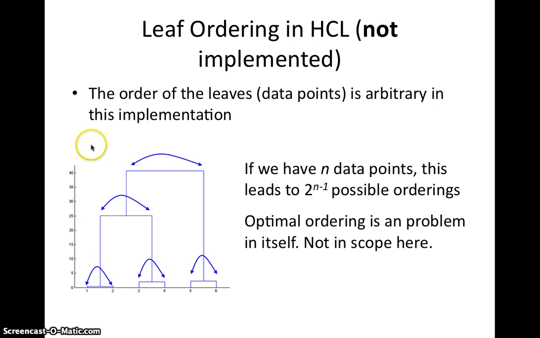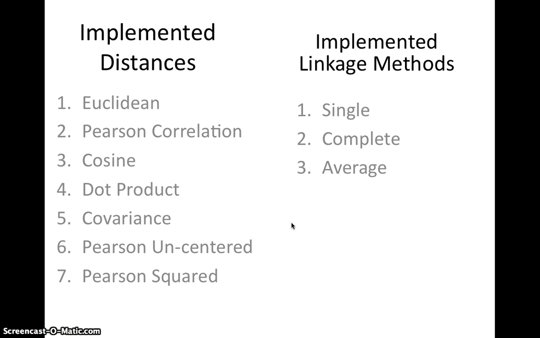One thing I should mention is that leaf ordering in hierarchical clustering is also important, but I have left it out. I have not implemented that feature. The order of the leaves is completely arbitrary in my implementation. If there are n data points, there are 2 to the power n minus 1 possible ways of ordering the leaves. Optimal ordering is a problem in its own right, and it's beyond the scope of this implementation. The distance metrics that I have implemented are Euclidean, Pearson correlation, cosine, dot product, covariance, Pearson uncentered, and Pearson squared. The linkage methods supported are single, complete, and average.